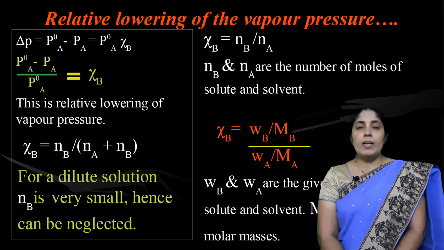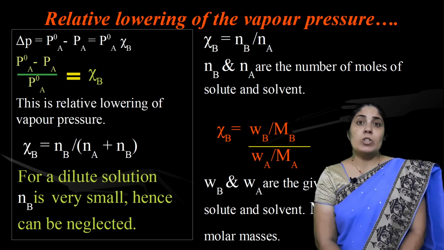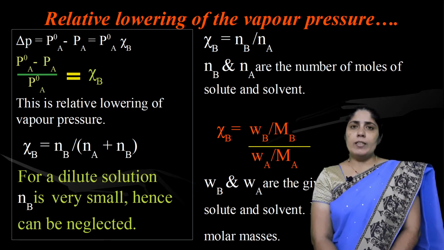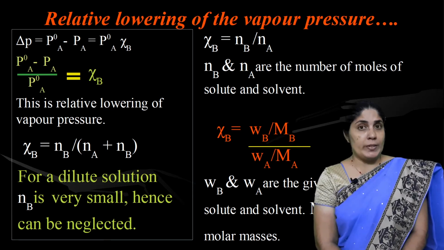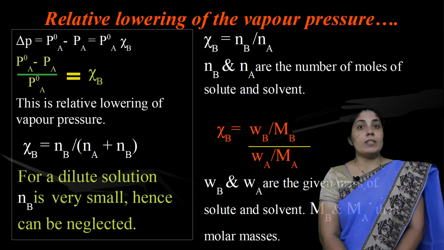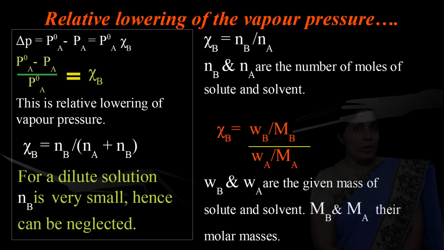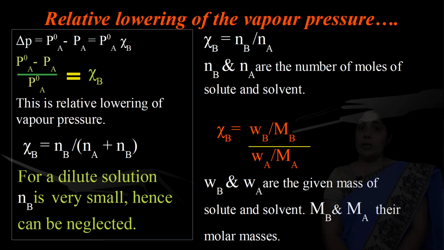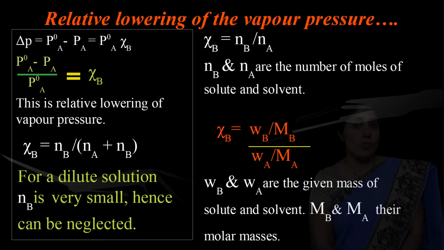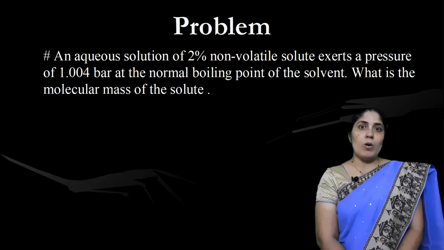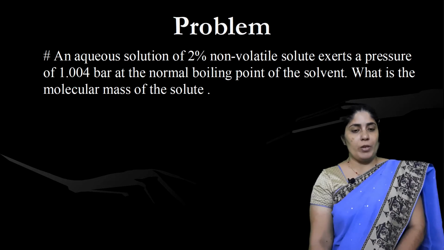That is, NB is equal to WB by MB, where WB is the amount of solute which is added, MB is its molar mass, divided by WA by MA, where WA is the amount of solvent which is added and MA is its molar mass. Now, let's do a problem based on this relative lowering of vapor pressure.